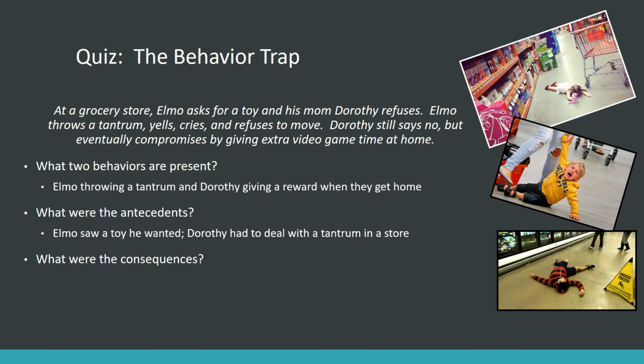And last question, the consequences. So what did Elmo get from his behavior, and what did Dorothy get from hers? Well, Elmo didn't get the toy that he wanted, but he did still get a reward. And Dorothy got a preferred environment where passersby weren't looking at her like her child was having some sort of huge meltdown, and she was able to get done with her shopping trip and get home. So Dorothy got a preferred environment, and Elmo got a reward. Problem is, down the road, next time they go to the store, we know what's going to happen, right?